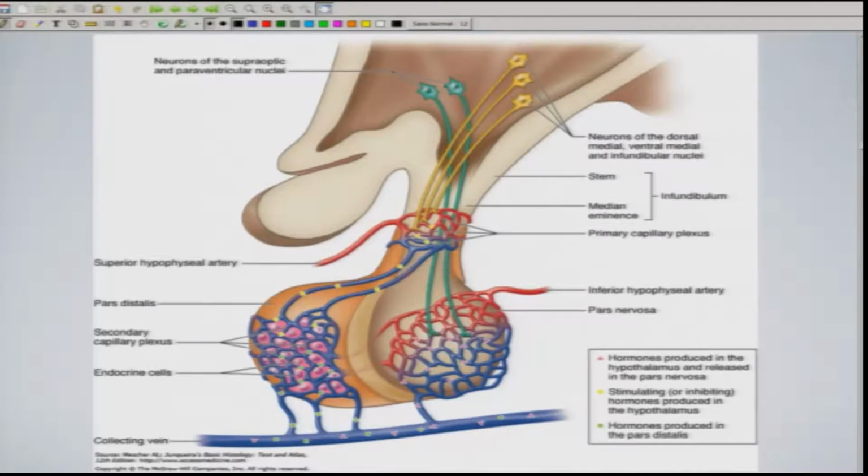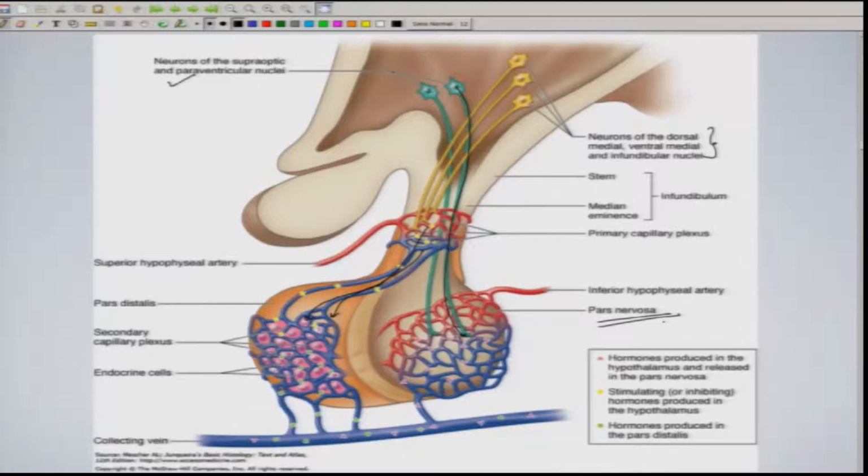If you look at it, there is direct contact, neurons of the supraoptic and paraventricular nuclei directly innervating the posterior pituitary, whereas out here, this is how the secretion is taken. Neurons of the dorsal medial, ventral medial and infundibular nuclei secrete into the blood vessels, and these blood vessels bring the signals to the anterior pituitary. Whereas in the posterior pituitary, there is a direct connection of the nervous system onto the posterior pituitary, which is also called the pars nervosa, because the posterior pituitary is also considered part of the nervous system.